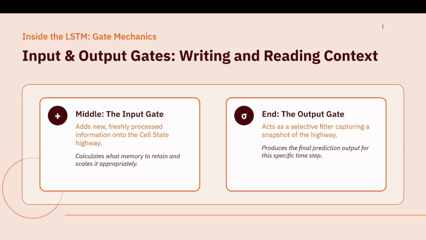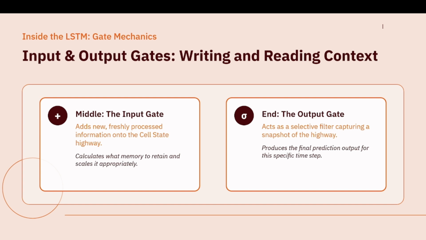Next is the input gate. So now we've cleared out the garbage. What new relevant information should we add to our memory highway? The network calculates potential new memories, and the input gate acts like a filter to decide which of these new memories are actually important enough to get permanently added to the cell state.